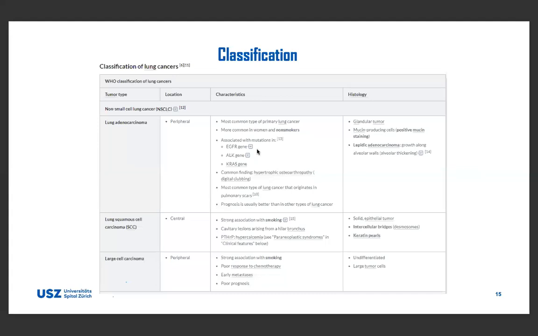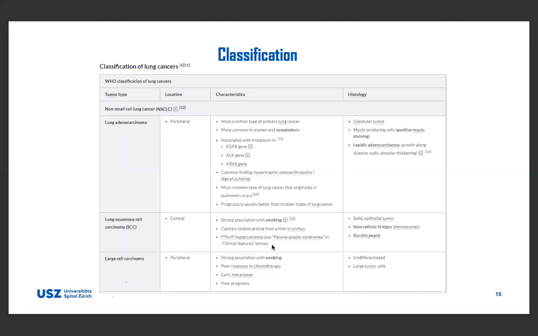So as already mentioned, we always make sure that we first understand whether it's small cell or non-small cell lung cancer. And for non-small cell lung cancer, the most frequent one is lung adenocarcinoma. The location is mainly peripheral, and there are some characteristics. For example, they often have specific mutations on which we will focus later. In small cell lung cancer, they're more central.